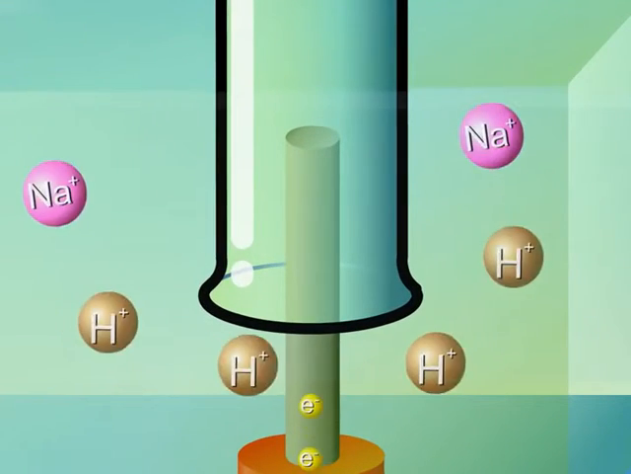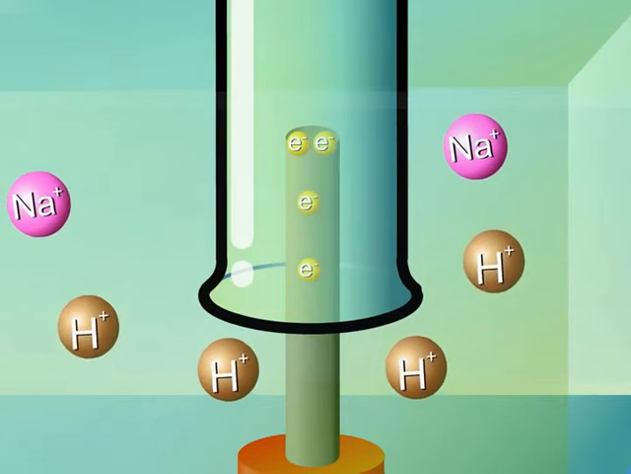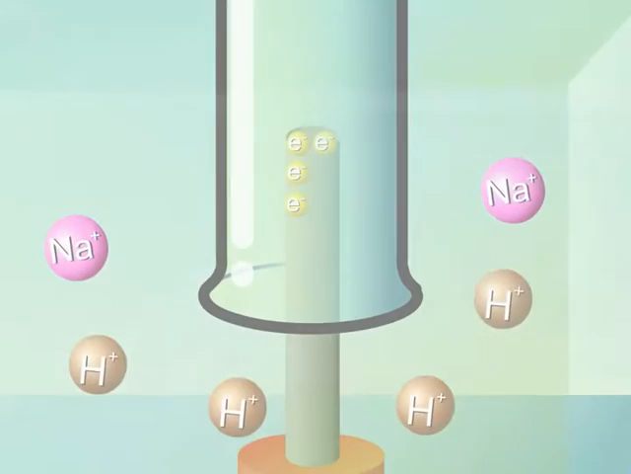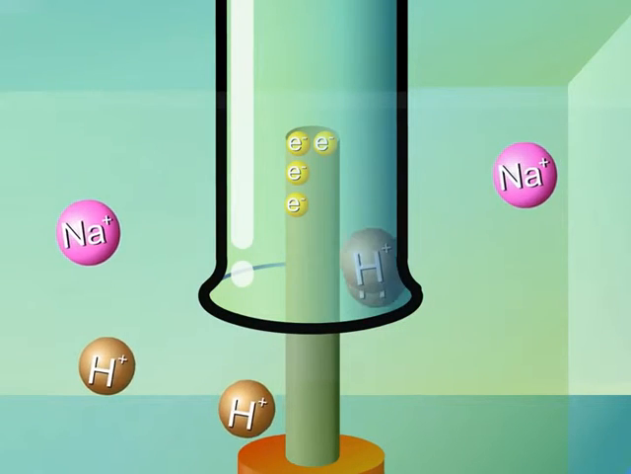First, take a look at the cathode. As hydrogen ions are lower than sodium ions in the electrochemical series, hydrogen ions are preferentially discharged to form hydrogen gas.